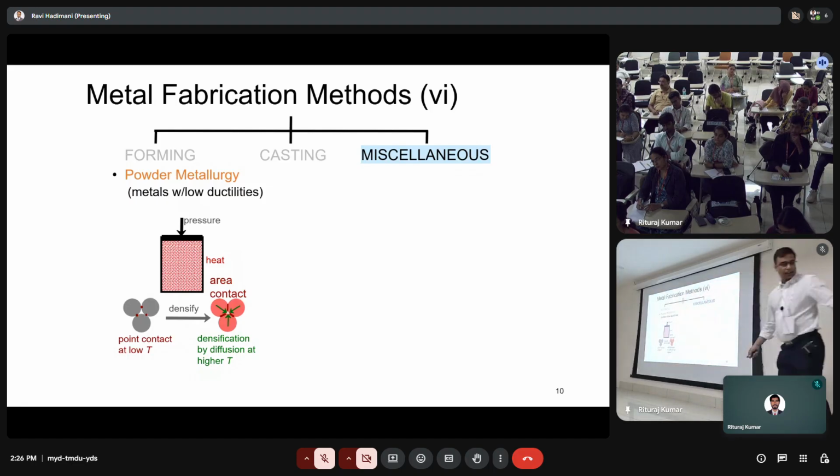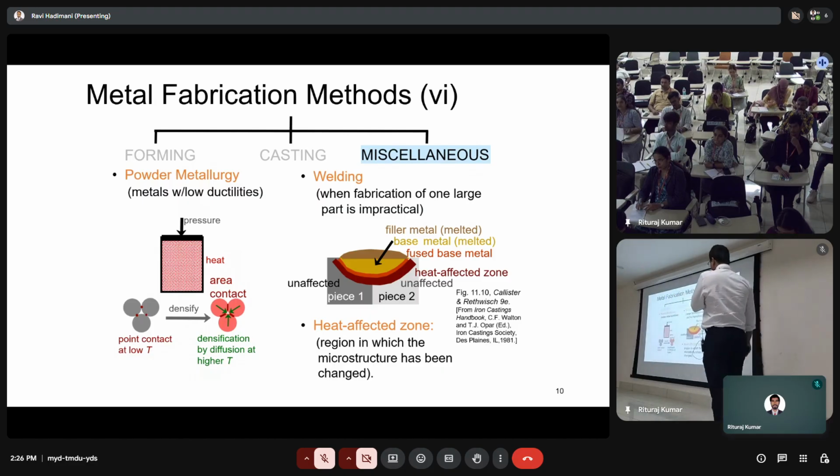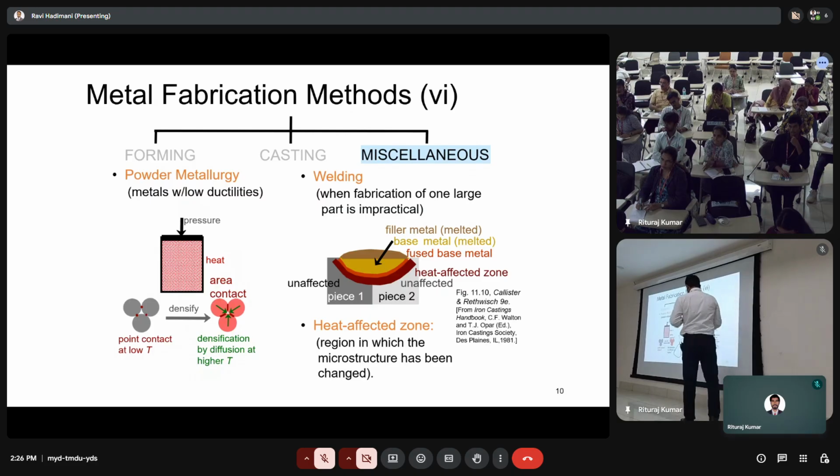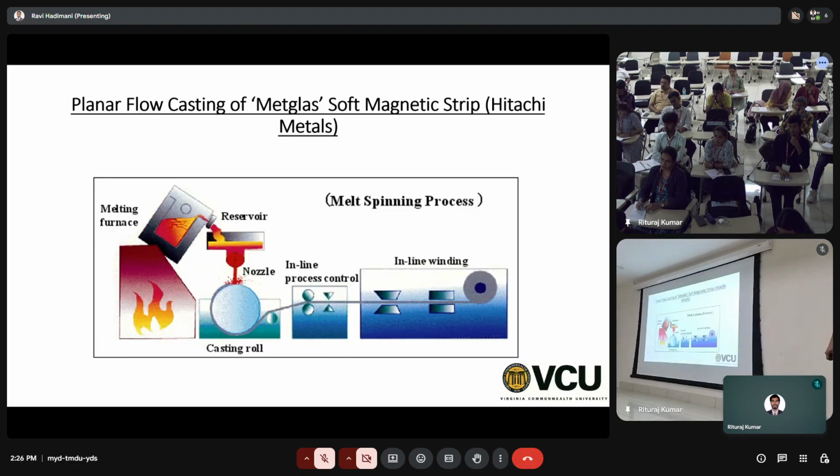This is another technique for making different structures. Then we have welding. Welding is when you usually join two pieces together by melting the interface. That's another process. So we're all probably familiar with those techniques, and I just wanted to show you those different processes.